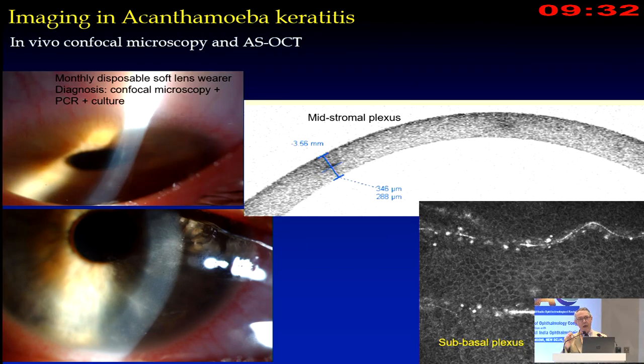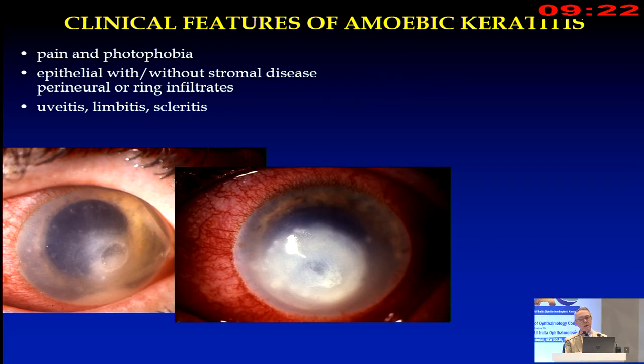Imaging and the developments in imaging of the cornea have been very helpful in diagnosis, in particular in vivo confocal microscopy. The typical clinical features are listed. Quite a lot of photophobia in common with all forms of keratitis, epithelial or stromal disease with different clinical pictures becoming evident with severity of disease and more advanced and progressive disease.